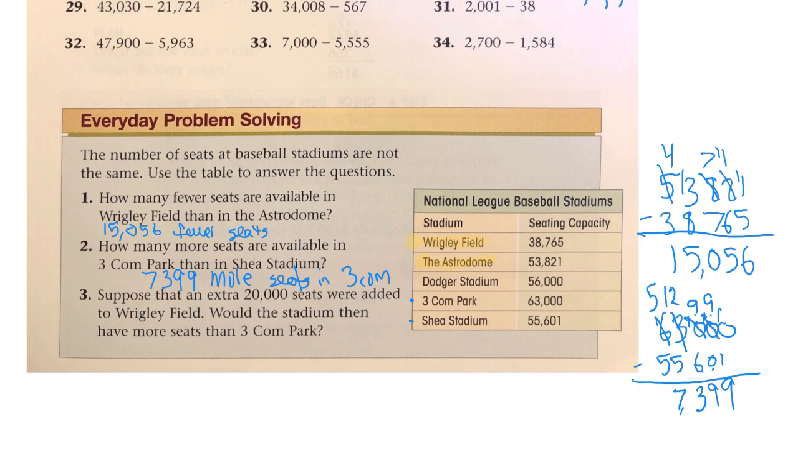Number 3. Suppose that an extra 20,000 seats were added to Wrigley Field. Would the stadium then have more seats than 3Com? Well, 3Com has 63,000. Wrigley Field had started with 38,765. So let's do this with step 1. 38,765 plus 20,000 more.